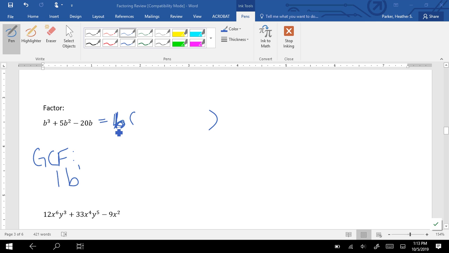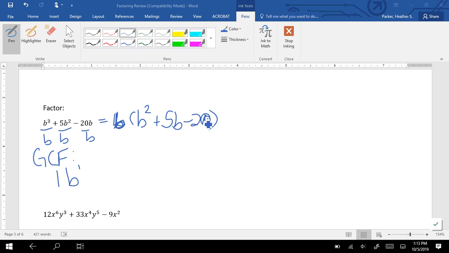And to find out what goes on the inside, I'm just going to divide each of these terms by b. When you divide with variables, you subtract your exponents. So b cubed divided by b is b squared. 5b squared divided by b is 5b. Negative 20 divided by b is negative 20. Now when you're done, what's left inside your parentheses should have nothing in common other than 1, which is true here. And if you were to redistribute, you should get your original answer back.